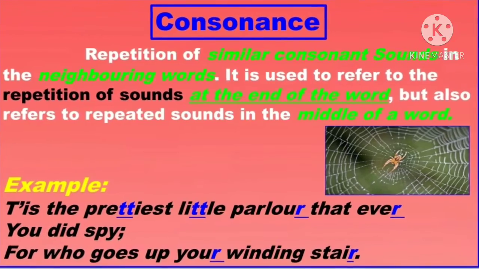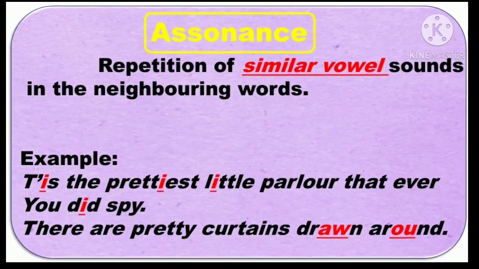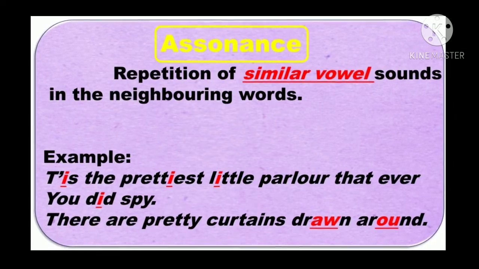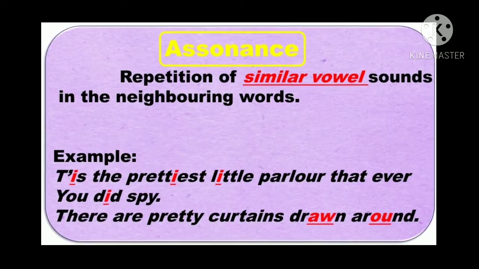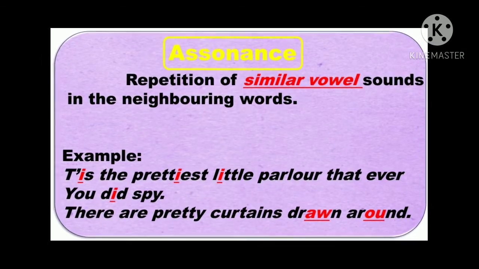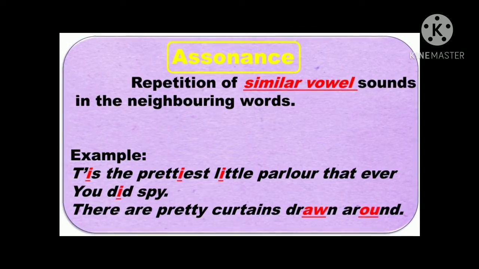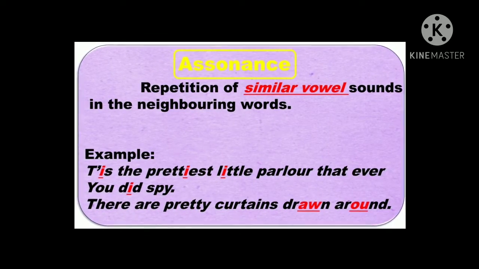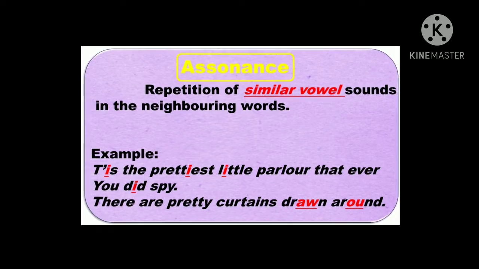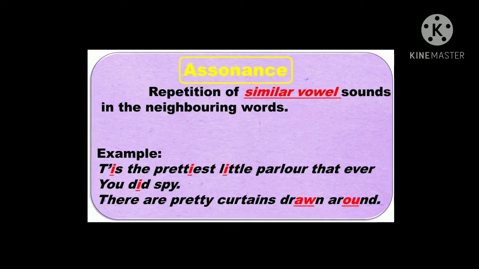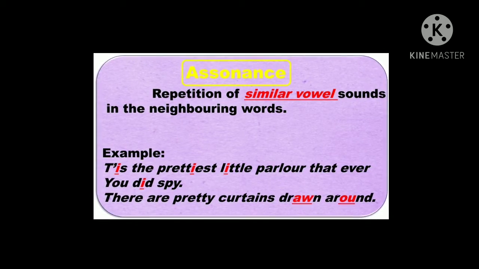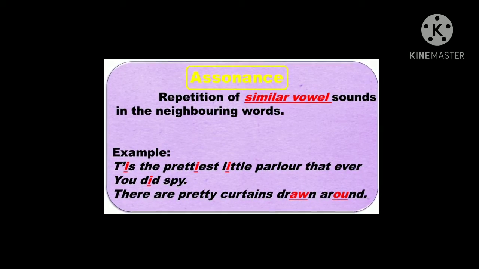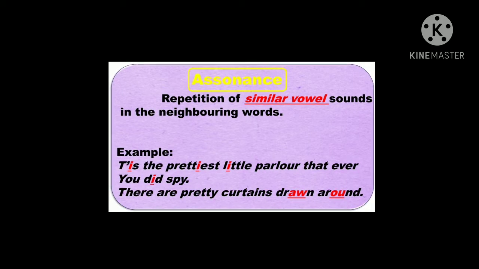Got it? Yes. The next one is assonance. The repetition of similar vowel sounds in the neighboring words is called assonance. So, look at the example. This the prettiest little parlor that ever you did spy. There are pretty curtains drawn around. Here, the vowel sound of I is repeated. So, the highlighted words this, prettiest, little, did come under assonance. In the second example, the aw sound is repeated in drawn and around. So, once again I repeat, assonance is the repetition of similar vowel sounds in the neighboring words.